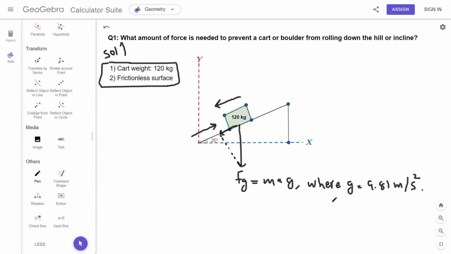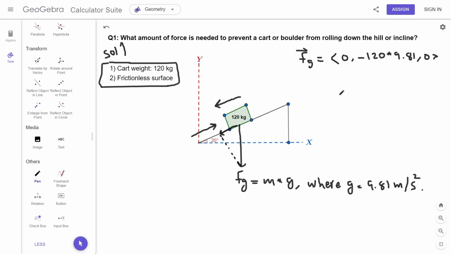To make things easier, let's express the gravitational force in terms of vector coordinates. The gravitational force is calculated by multiplying the mass of the cart by the acceleration due to gravity. Since this force points downward, the x and z components are 0, leaving only the y component. The y component is equal to minus 120 multiplied by the acceleration of gravity, which is 9.81 meters per second squared.